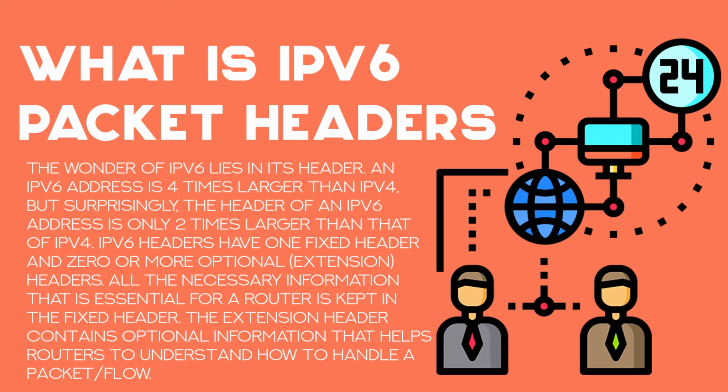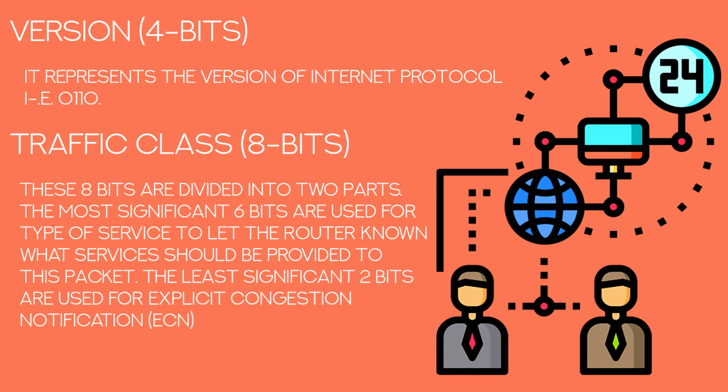But what we need to understand is all of the necessary information that is essential for a router is kept in a fixed header. And the extension header contains optional information that helps the router to understand how to handle the packet flow. So we have already seen what's inside the IPv4 header. Now let's also look at IPv6 headers and understand what it contains.